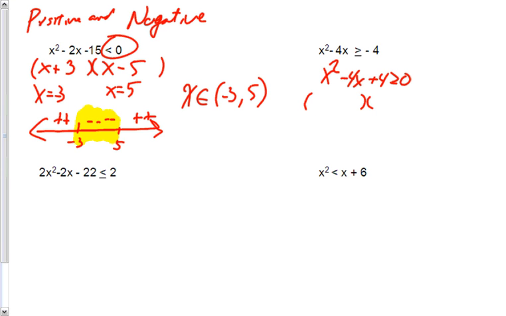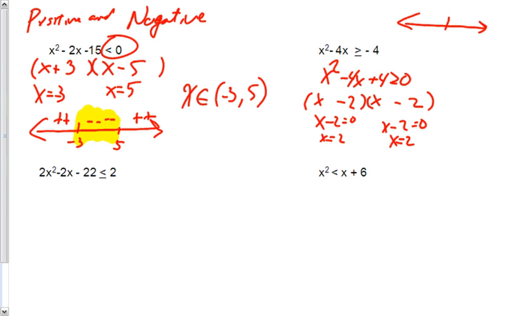Factor. Things that factor. How about minus 2 and minus 2? X minus 2 equals 0. X equals 2. X minus 2 equals 0. Oh, look, it's the same. We only have to put 1 on our sign chart then. So, there's 2. Now we test them.